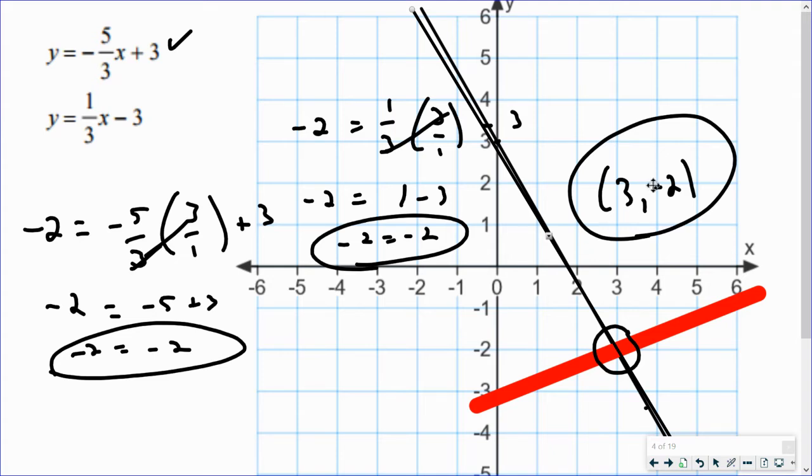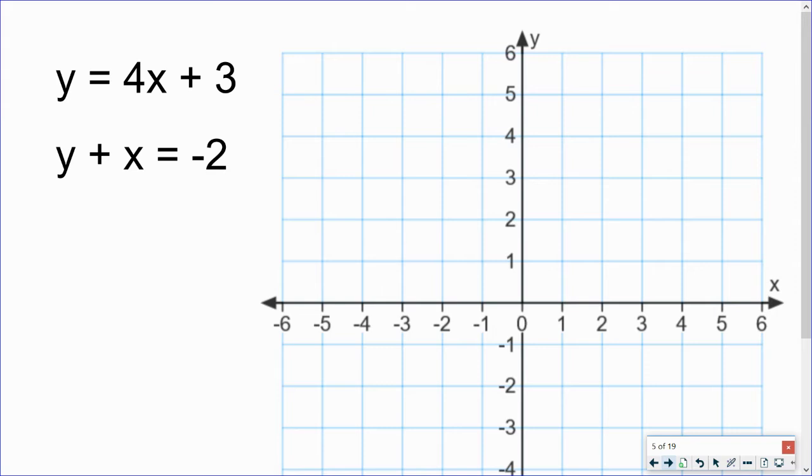One, I have a nice ordered pair. Two, they swing and miss because they're parallel. Three, they're exactly the same. We're going to focus on the first one. This is what you see 90% of the time.